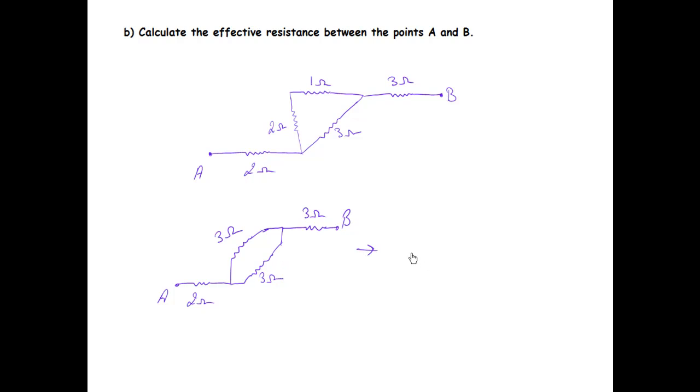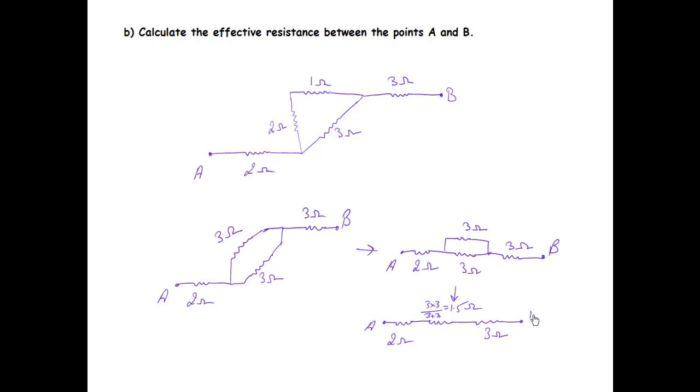So therefore we can write this as 2 ohms, 3 ohms parallel 3 ohms, which I told you all is 1.5 ohms, and finally the 3 ohms just before point B. And therefore I can always write this as 3 into 3 upon 3 plus 3, which is equal to 1.5, and finally you have 3 ohms.